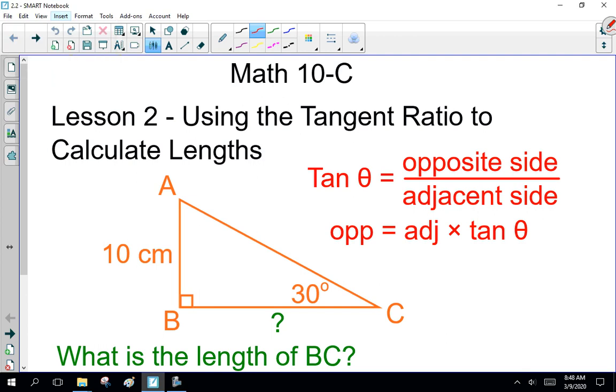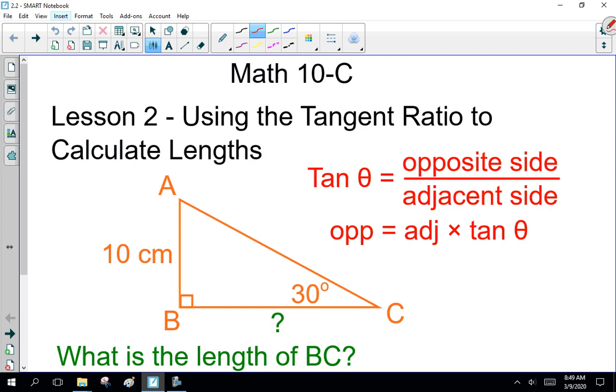Welcome to Math 10C, Lesson 2, using the tangent ratio to calculate lengths. Now, if you've been subscribed and following my videos, you realize I'm not doing this in quite the same order as they're listed. I talked about sine and cosine ratio, chapter 2.4 first. I would suggest you go watch that video where I talk about where sine, cosine, opposite, and adjacent comes from. Then watch lesson 1 where I talked about the tangent ratio.